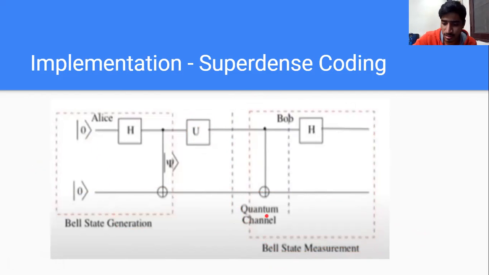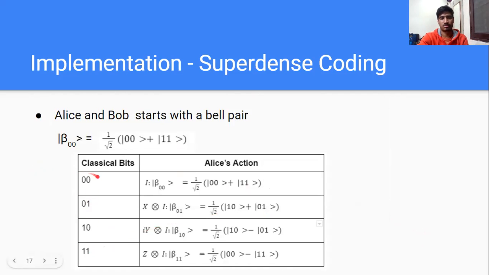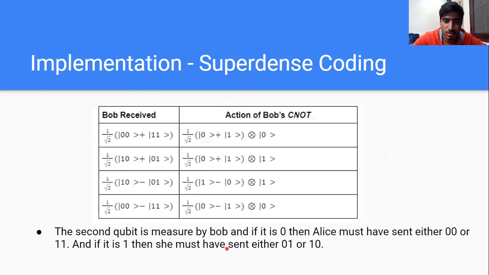Initially Alice and Bob share a Bell state between them. If Alice wants to send the classical bits 0, 0, then she has to do nothing. If she wants to send 0, 1, then she has to apply an X gate on her qubit. Similarly, here is the table. What Bob receives, Bob applies a CNOT gate to, keeping the first qubit as the control bit, and he ends up getting this. So after applying the CNOT gate, Bob measures the second bit.